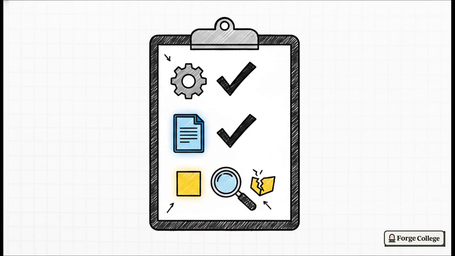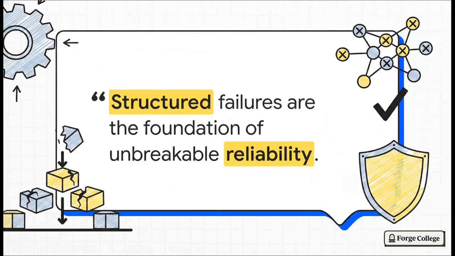Which brings us to a concept I absolutely love, and I really want you to keep this in the back of your mind as you build. Structured failures are the foundation of unbreakable reliability. Look, anyone can write a test that passes, but capturing uniform, highly structured, well-documented errors when things inevitably go wrong, that is the true first step toward building incredibly resilient, reliable dApps on Solana. So what does your error handling say about your dApp?